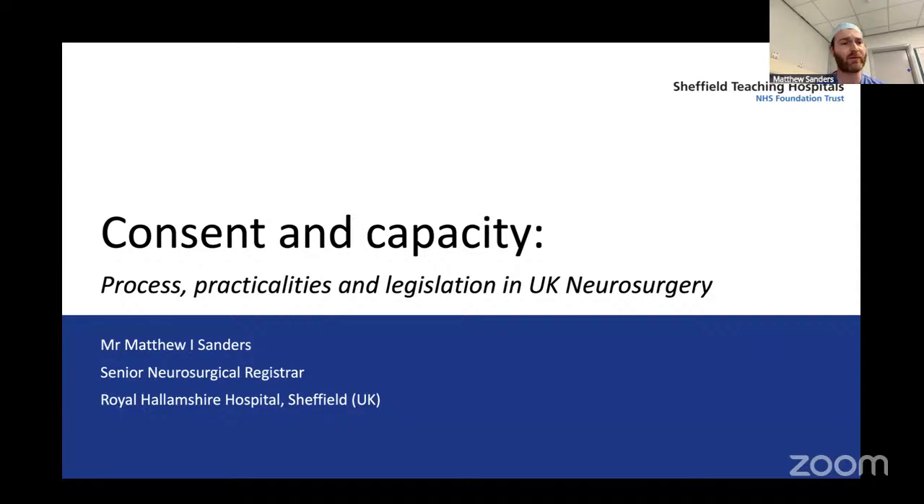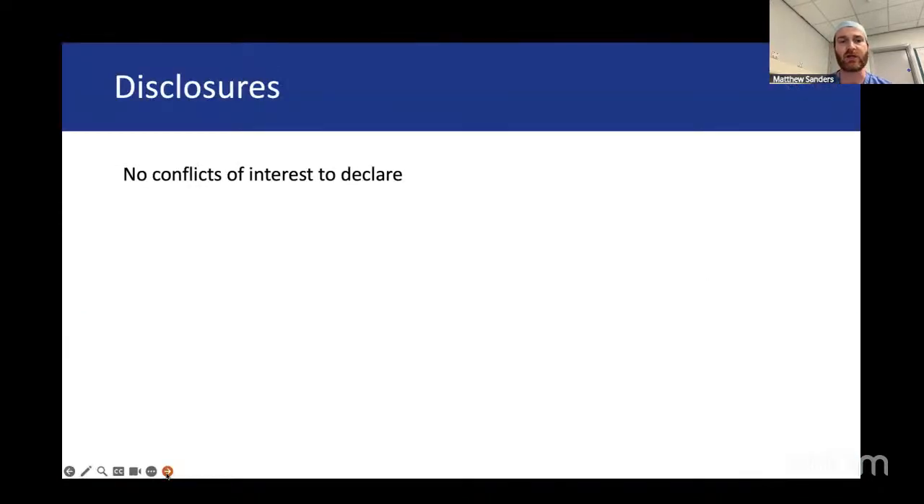I'm going to be talking about not just consent and capacity legislation as it is here in the UK, but also the processes, the practicalities, and how we can implement that day to day. I don't have any disclosures to declare.